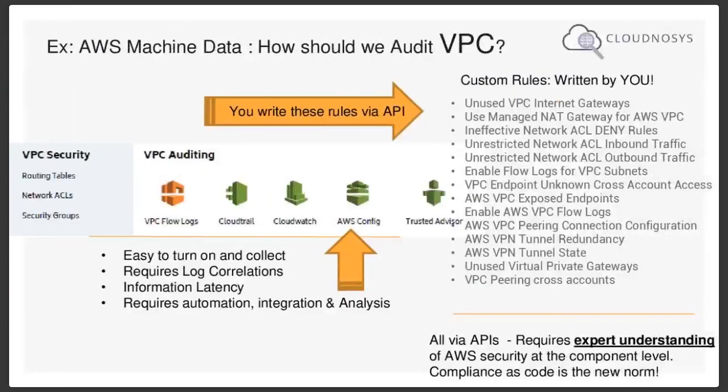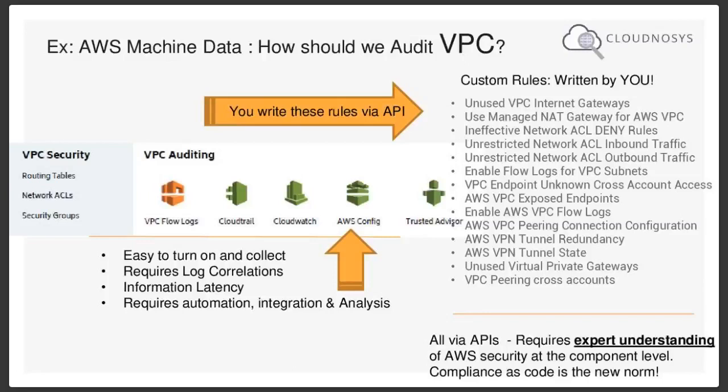So I'm going to give two examples here, one for VPC and one for S3. This is the VPC slide that you're looking at. So how should we audit the virtual private cloud function within AWS? You can ask the same question about Azure. You can ask the same question about Google. It's the same question.